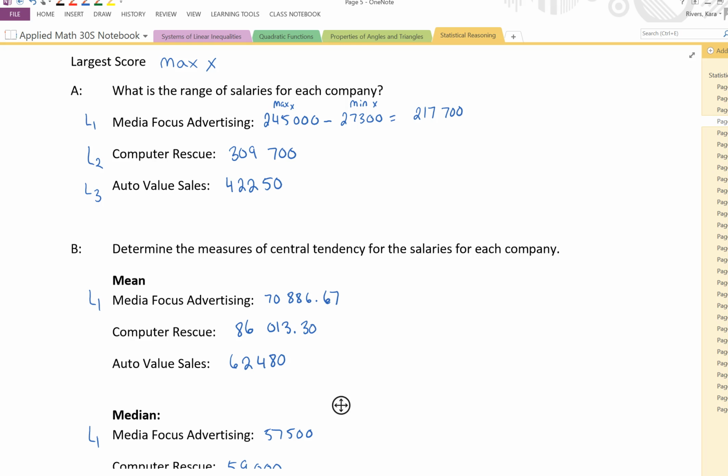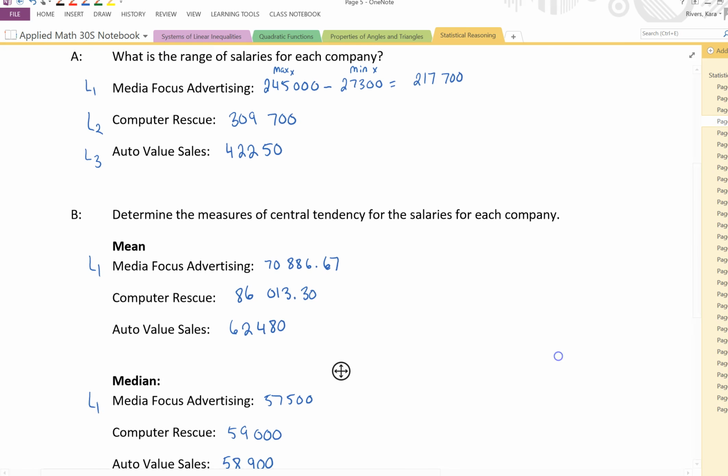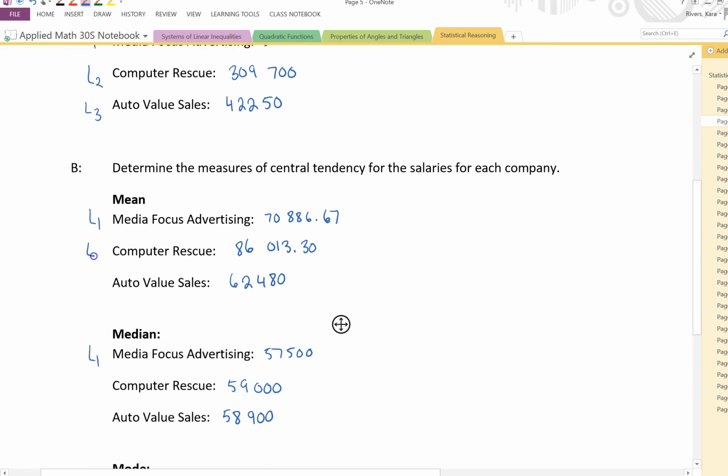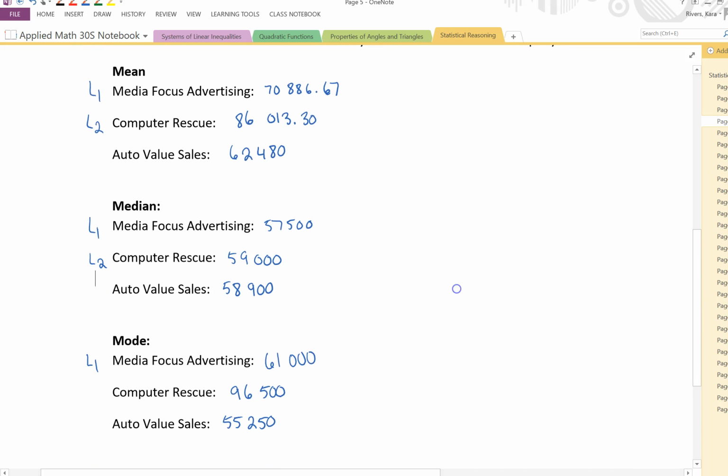So now that you've done that, come and check your answers. See if you've got the same things that I got. So remember, computer rescues is L2, and auto sales is L3. So now you should be proficient at using the graphing calculator to find that information. Now let's see, how can we do that by hand?